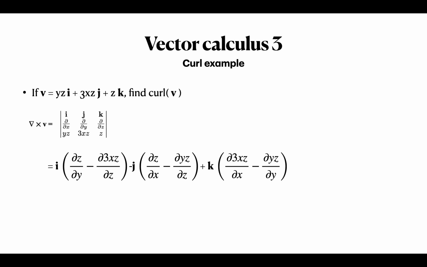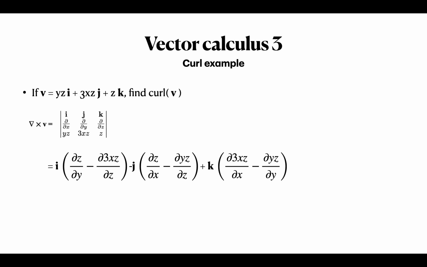And then you do the partial differentiation. So on the i component, delta z delta y is 0, because when you differentiate with respect to y, you hold x and z constant. So you're differentiating a constant there, so you get 0. Delta delta z of 3xz is just 3x. In the j component, delta z delta x is 0, and delta delta z of yz is y, because when you differentiate yz with respect to z, you get y. And finally, folks, in the k component, when you differentiate the first one there, delta delta x of 3xz, you get 3z.